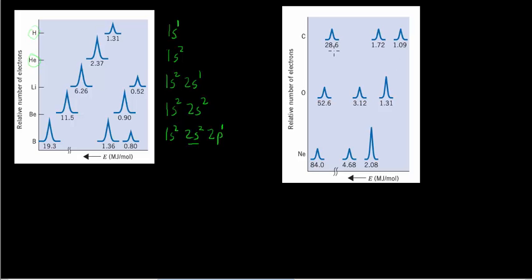Then if we look at carbon here, we've got 3 peaks. The first peak is separated by a big distance from the second 2 peaks, and all the peaks are the same height. So that might mean 2 electrons in each one. So 1s2, 2s2, 2p2 would correspond to all 6 electrons in carbon.